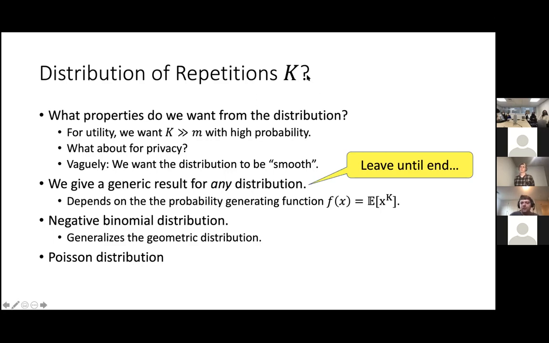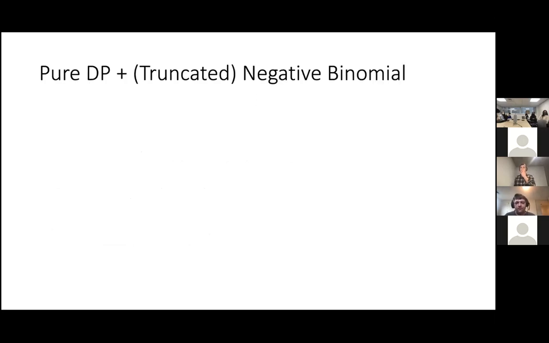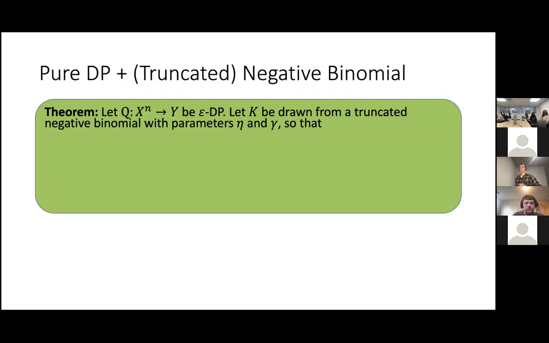So I'm going to leave the generic results right until the end because they're a little bit hard to parse. But for a warm-up, we're going to look at the pure DP results first. Okay, so here is the result that we have for pure differential privacy with a negative binomial. Now it's a truncated negative binomial, which just means I'm going to take 0 out of the support. Okay, so here's the statement.